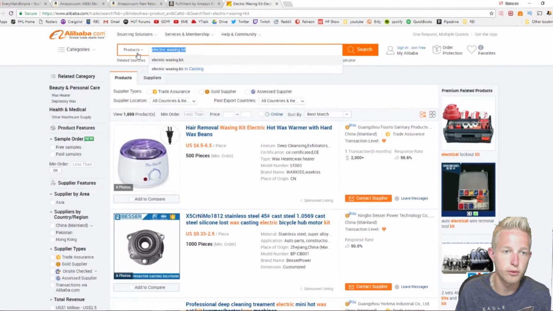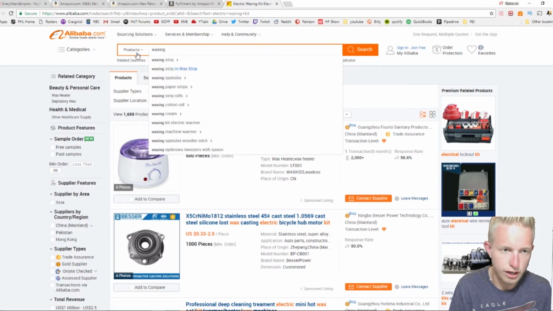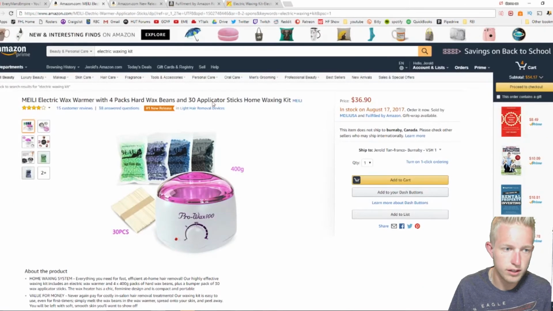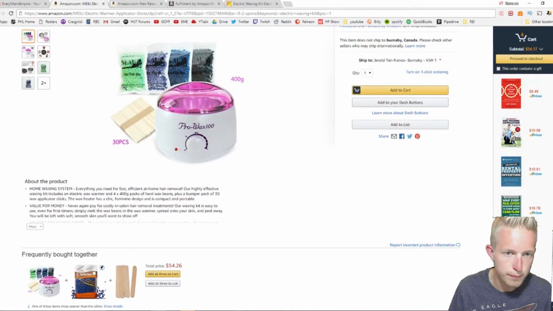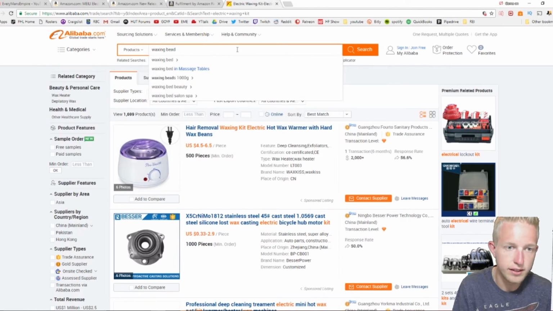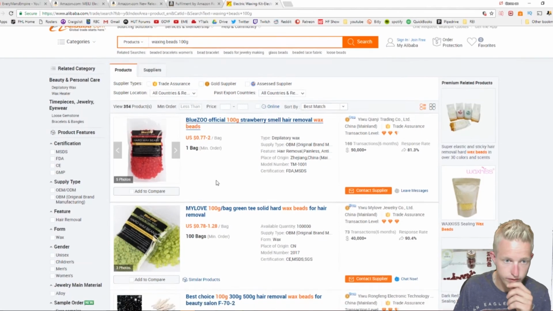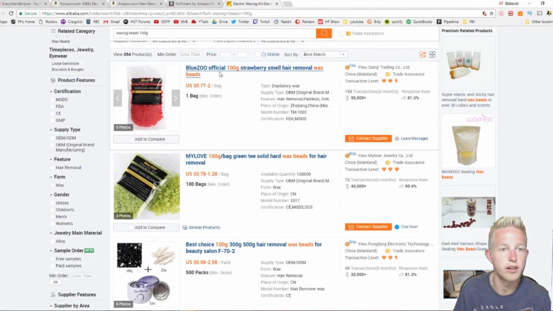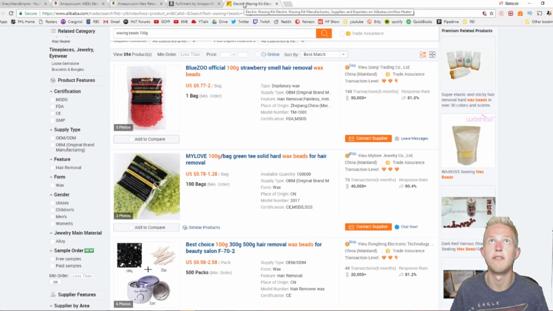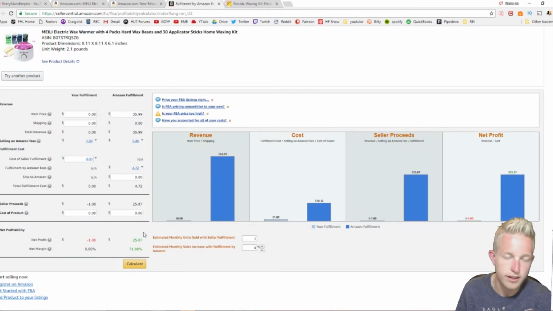And then what else was in there? It's beads. So waxing beads, and they're 100 grams, I believe. All right, so we're looking at about $1. Let's call it $1.50. So $1.50 times 4 is $6. So that's $6 plus $5 is $11 right now.